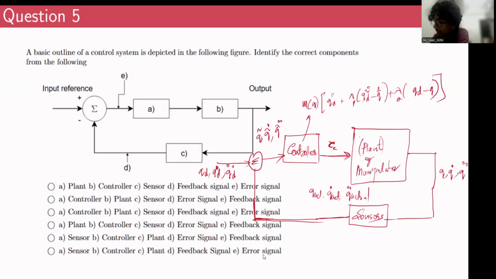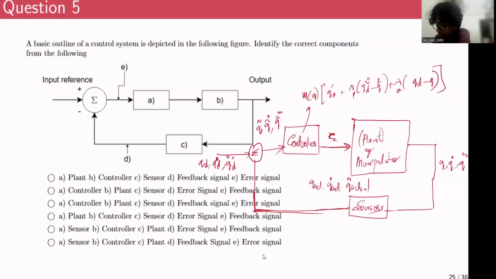So based on this generic outline, can you basically fill in, or can you identify what these components A, B, C, D, and E are? So out of these options, we have plant, then you have a controller, then you have a sensor, then you have a feedback signal, then you have an error signal.